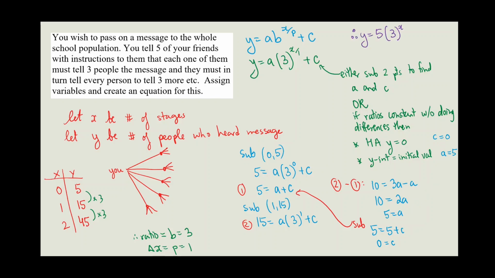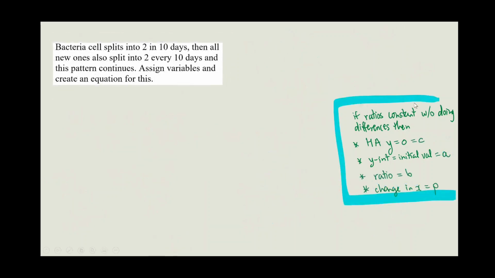All right, so next. At the end, because we have our let statements, the model is going to be written as a in front, base b, x over p, plus c, which here is a times 3 to the x over 1 plus 0, which you don't have to write over 1 or plus 0. And don't forget that you can check that this equation actually works with another point in the table to verify that it's okay. Let's keep this information over here, everything I've summarized so far, and try one more word problem.